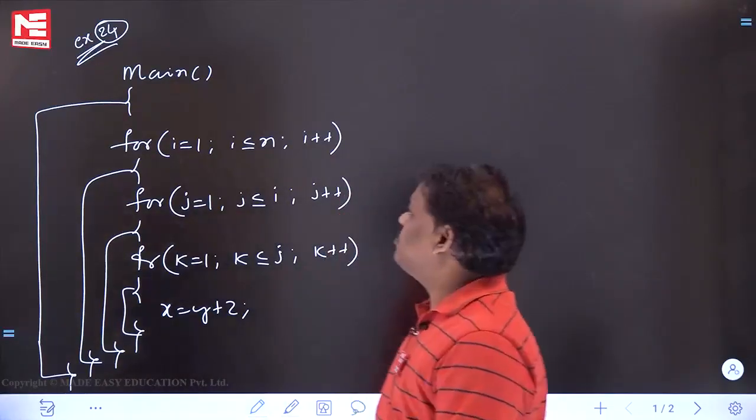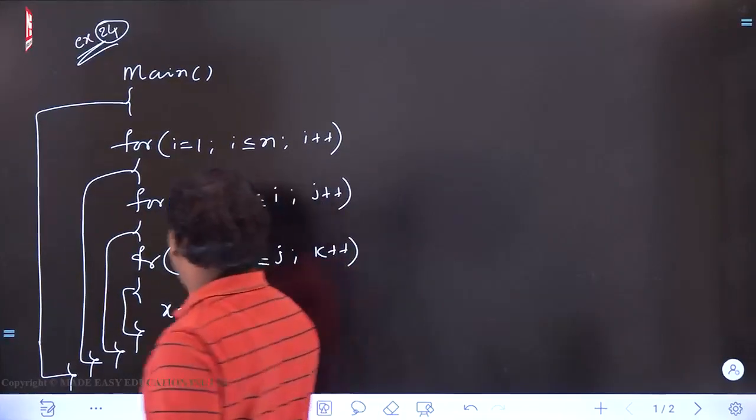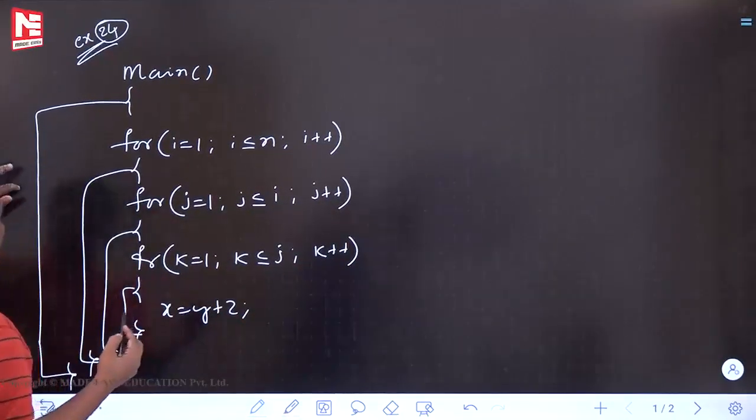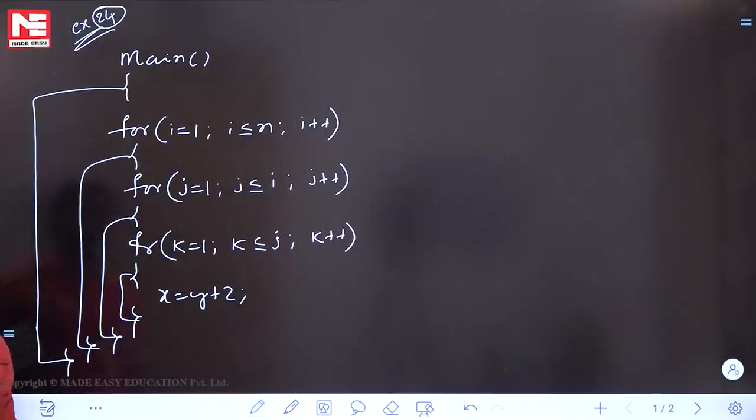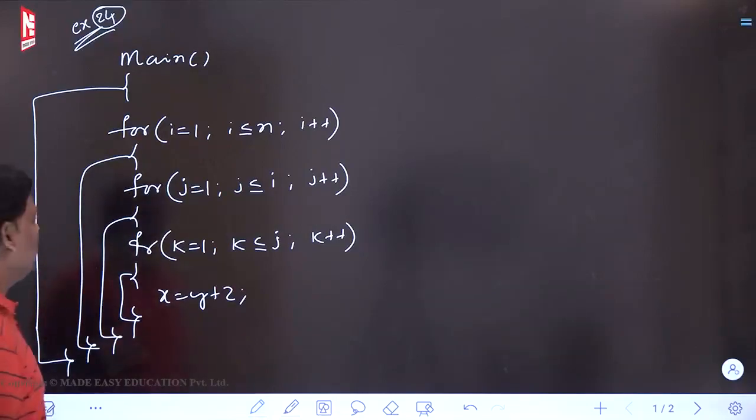Right. Let's see the next problem. I think the previous problem was 23, now 24. Let me start this. I have already written the program. See this problem also, I think it has inner loops. I loop, J loop, K loop. Inner loops are there.